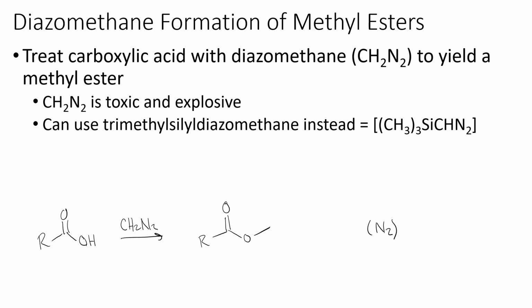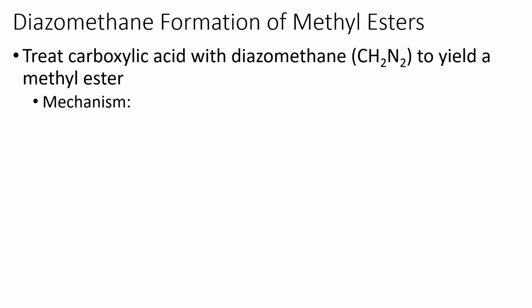(CH3)3SiCHN2. So we still get that nitrogen byproduct. The reaction will still lead us to the methyl ester, but it's a little bit easier to work with in the actual lab-based setting. So keep that in mind and be able to recognize that this is going to behave just like CH2N2. For the mechanism, though, we're going to specifically look at just using the CH2N2 to simplify the mechanism. But just recognize that that other compound will work in a similar fashion as the diazomethane.